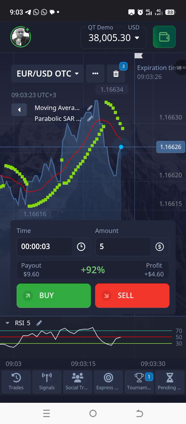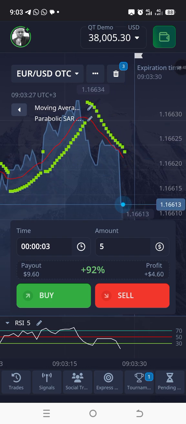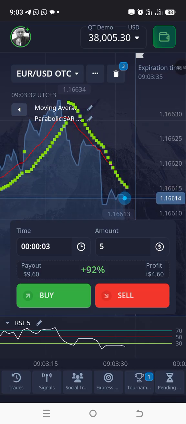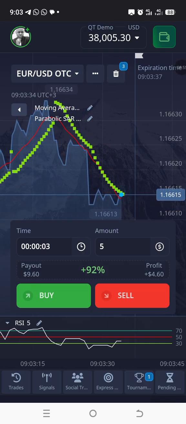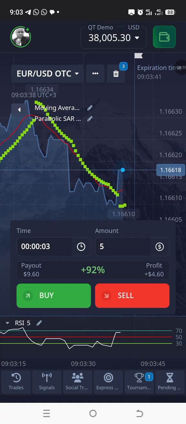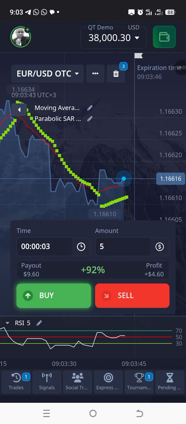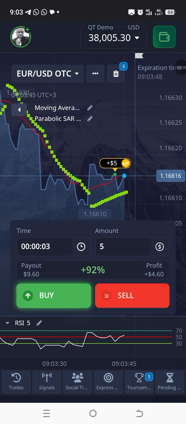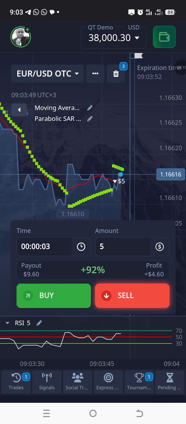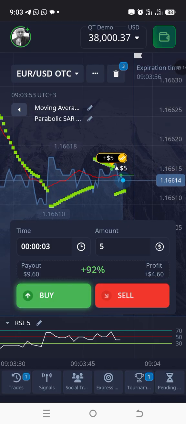Now let me show you how I usually do it using this strategy. Immediately you see an uptrend or a downtrend using the parabolic SAR, you place either buy or sell. Now you see the market is going down and now it is going up. I just click. Now you can see that one is a draw. It is a draw.